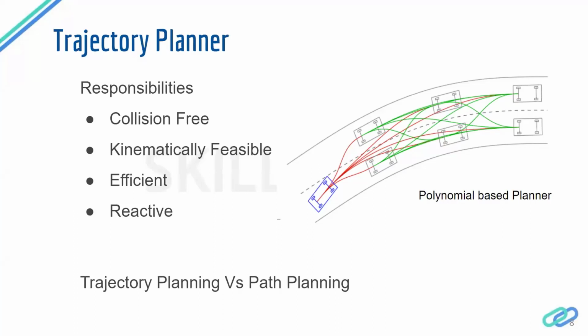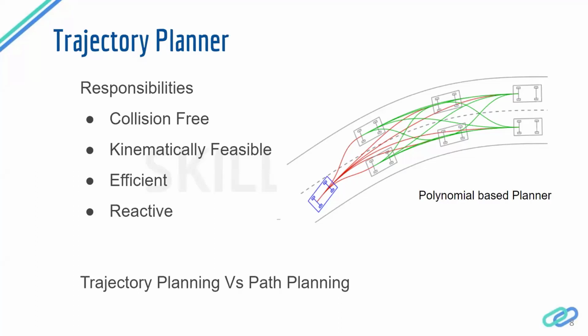So we should create the trajectories with these restrictions, and they should also be efficient. And also reactive, in the sense that if we are driving, we should be able to stop the vehicle if there is an obstacle. So our trajectory should not lead us to a dead end. So this is the whole goal for the trajectory planner.